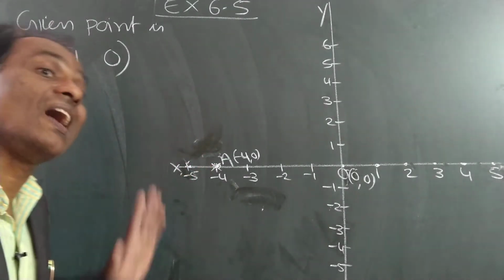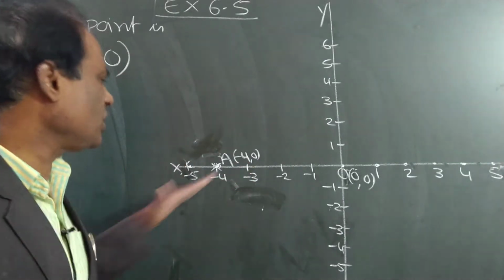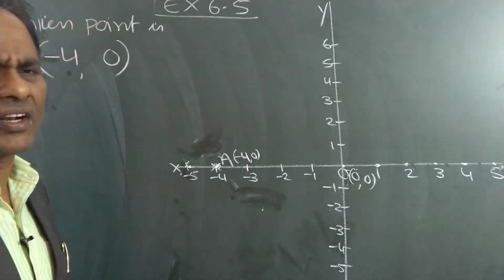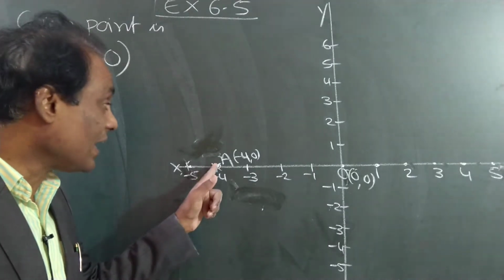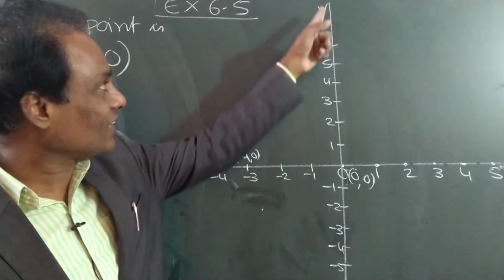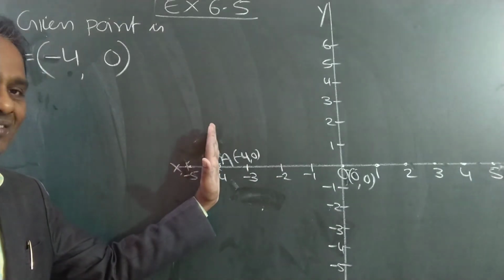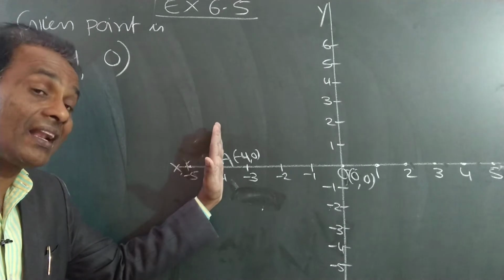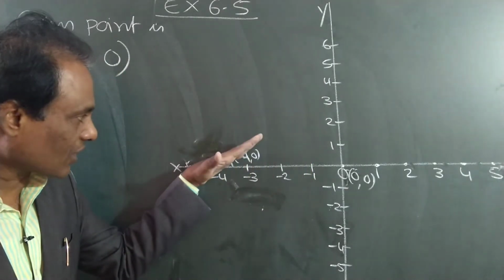From this point, we will get infinite lines, like this, like this, like this. So many lines we can draw. But what line do we have to draw? Draw a line parallel to y-axis. This is the y-axis. Exactly parallel to y-axis. How to draw the parallel line? Exactly parallel. Don't draw cross.